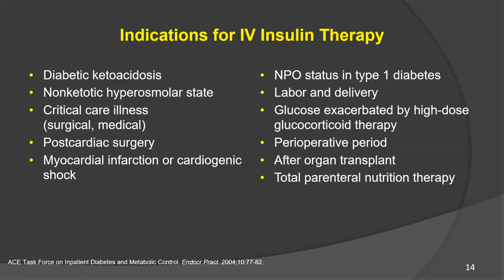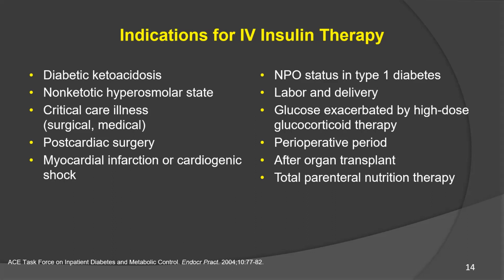Then what are the indications for intravenous insulin therapy? When the patient has diabetic ketoacidosis, obviously there is no other option other than to give an intravenous infusion form of insulin treatment. Then non-ketotic hyperosmolar state, both of them being hyperglycemic emergencies. Critical care illness, which can be surgical or medical, where the patient is not well enough to eat or to go through typical day-to-day life in that hospitalized setup.